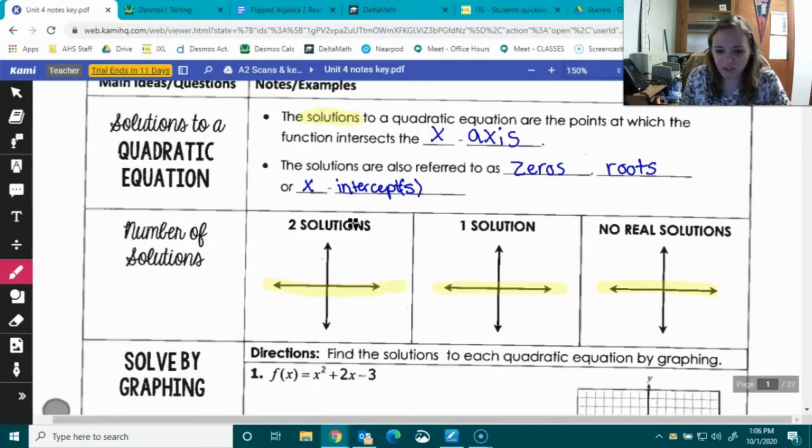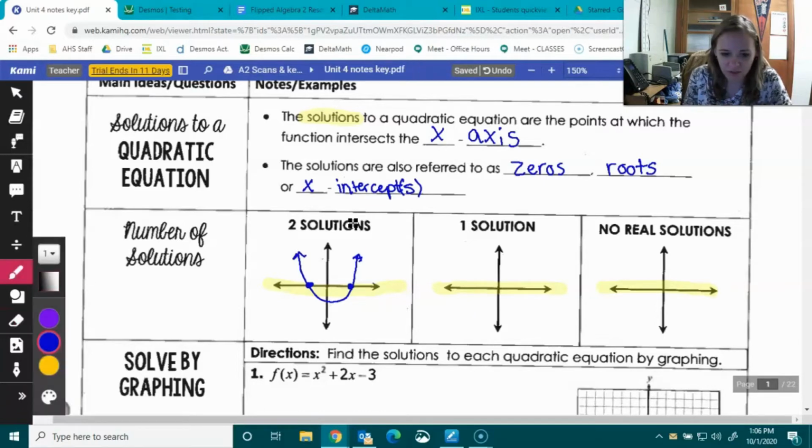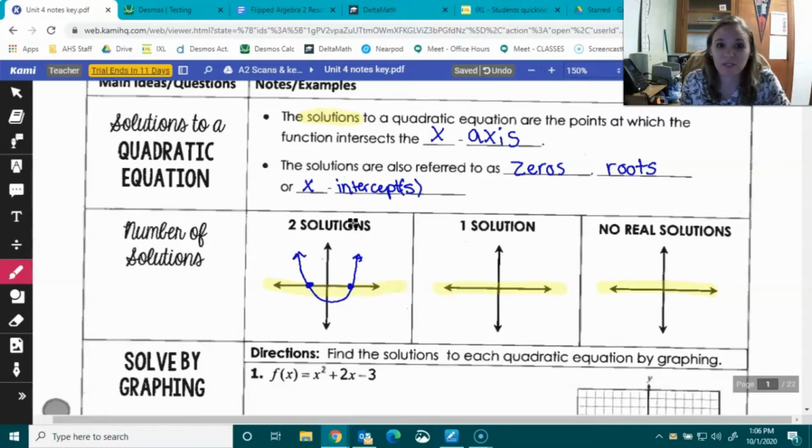If the parabola is down like this, where the vertex of the parabola is down here, it would intersect in two places, so your two solutions would be here and here. So maybe I should delete that dot so you don't get confused. Let's see if I can. Delete, there we go. I don't want you to think that was a solution, that was the vertex. So your two solutions are here and here, because it intersects the x-axis twice.